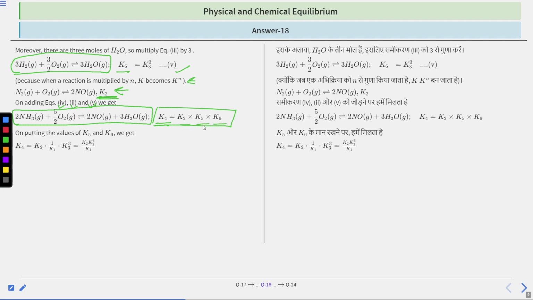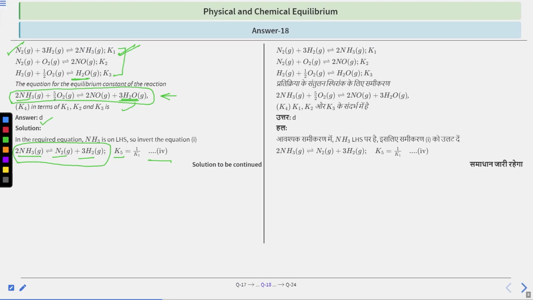On putting the values of K5 and K6, K5 is 1 upon K1 and K6 is K3 whole cube. So K4 will become K2 K3 whole cube divided by K1. This is the final relation between K4 and K1, K2 and K3. And hence our option D is the correct answer.